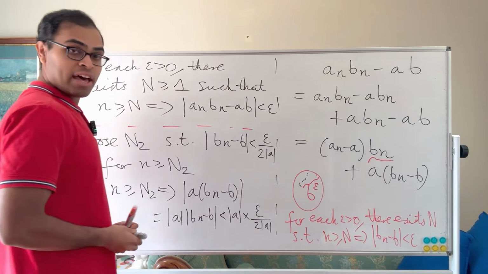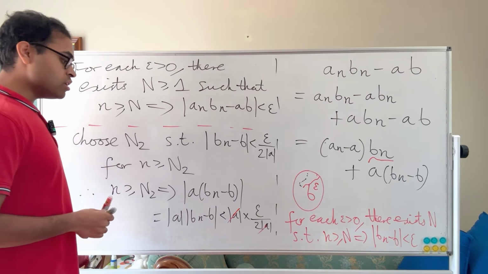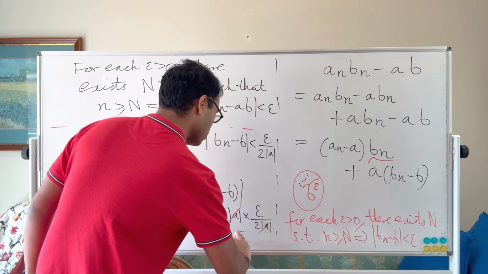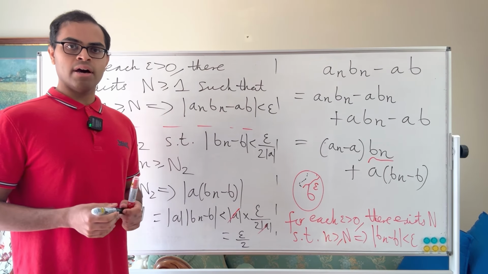And now the absolute values of A cancel out in our inequality, so this is just equal to epsilon over 2. Okay, this is going to equal epsilon over 2, and that's going to be our first statement.